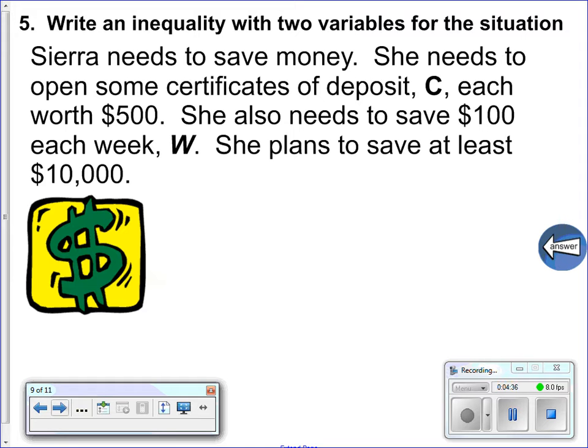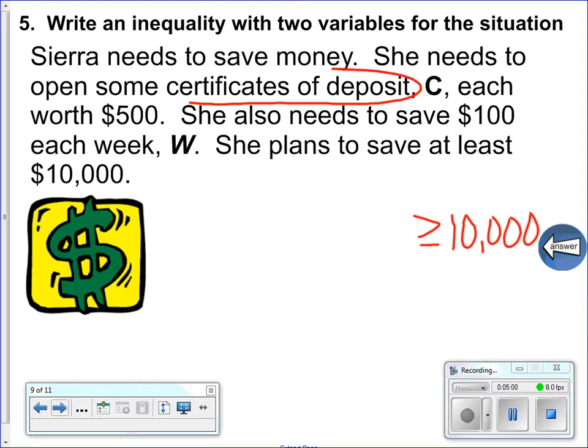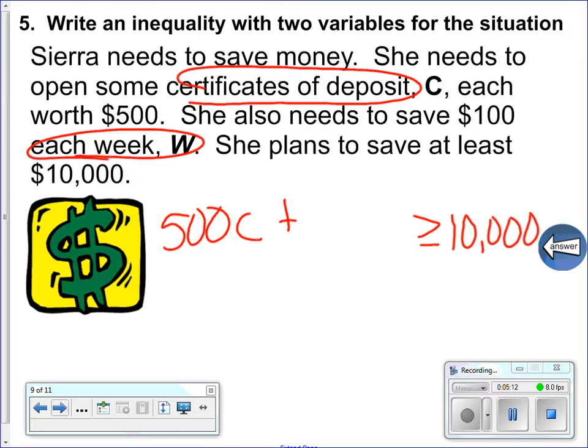Write an inequality. Sierra needs to save money. She needs to open some certificates of deposit, C, each worth $500. She also needs to save $100 each week. She plans to save at least $10,000. So that's going to mean that it's got to be greater than or equal to $10,000. So she wants to save $10,000 or more. So my variables are certificates of deposit and my weekly savings. So the CDs are $500 each. And we add that to our $100 per week, and it has to be greater than or equal to $10,000.